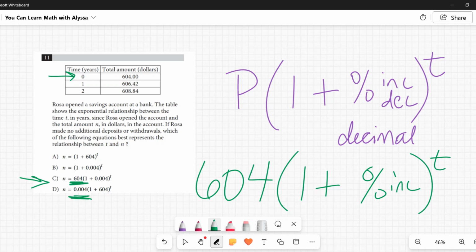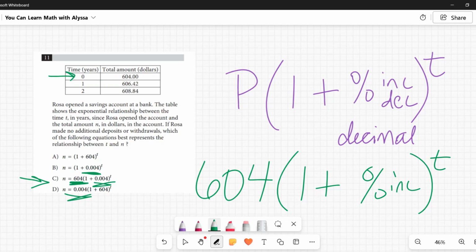It looks like that's going to be the percent or the amount of interest, the decimal increase of her account, but it's not her starting amount. The only one that has a number out in front, and it's the correct number, is C, where 604 is out in front. And you also can see that this one has a 0.004, that one has it, that one has it. And that's the only decimal that's in there.